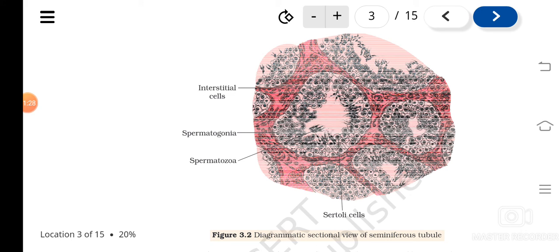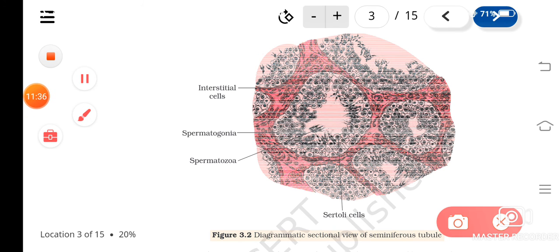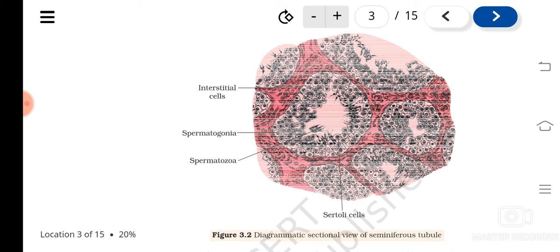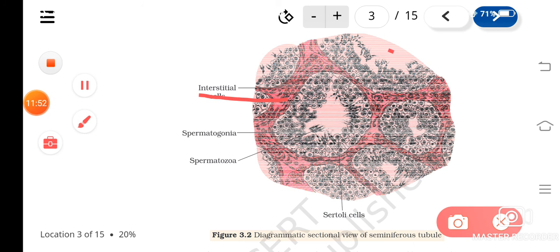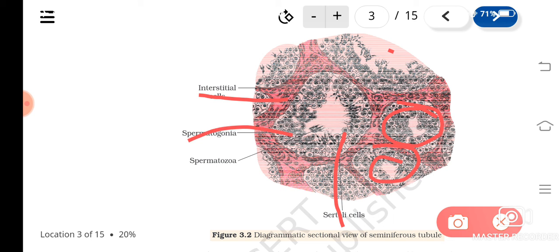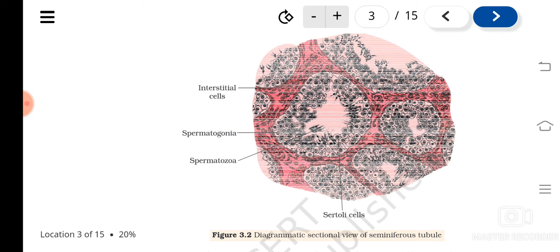So you can just see, this is the diagrammatical sectional view of seminiferous tubule. You can see here, this is one seminiferous tubule and this is another one. Here spermatogonia are there, and also you can see the interstitial cells. Interstitial cells are found in between the seminiferous tubules. Each of these is a seminiferous tubule. You can see Sertoli cells and spermatogonia here. Spermatogonia will give rise to sperms, and Sertoli cells will give nourishment to the developing sperms.